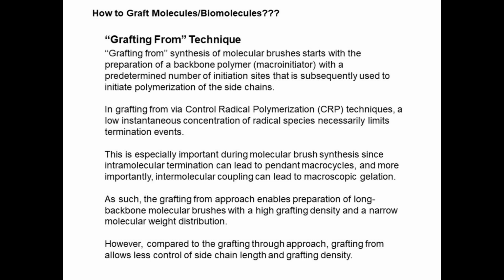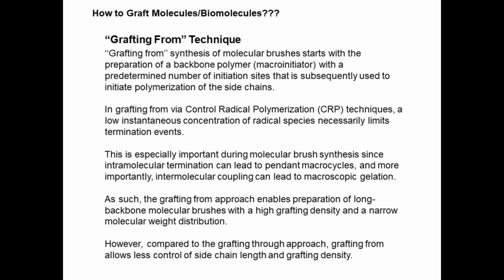Grafting from is the synthesis of molecular brushes. Now just imagine you want to make molecular brushes. It starts with the preparation of the backbone polymer. So you have the backbone polymer with a predetermined number of initiation sites that is subsequently used to initiate polymerization of the side chain. So you have the backbone first, and then it has a macroinitiator that will determine the number of initiation sites, so that there will be interaction.